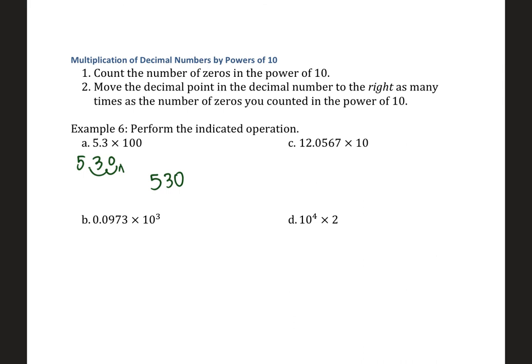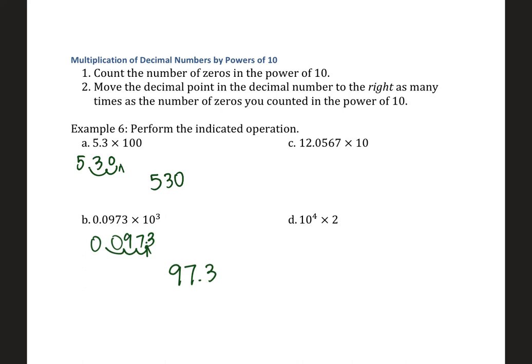For letter B, we have 0.0973 times 10 to the third power. 10 to the third power is 1,000, but if you have an exponent on the 10, you just move the decimal that number of times. So I'll move it to the right 3 times: 0.0973, 1, 2, 3. I'll rewrite it so it's nicer: 97.3.